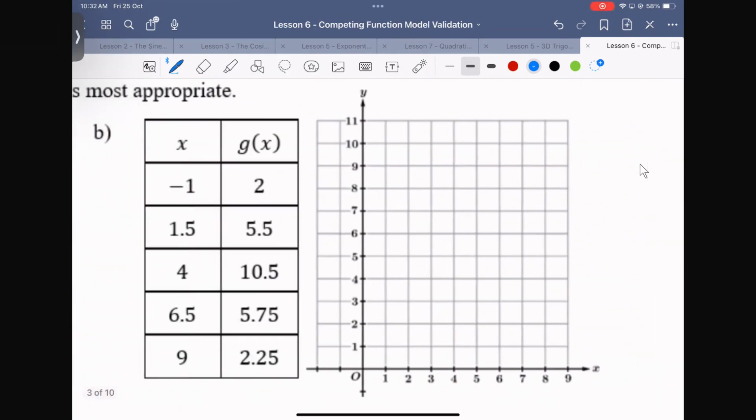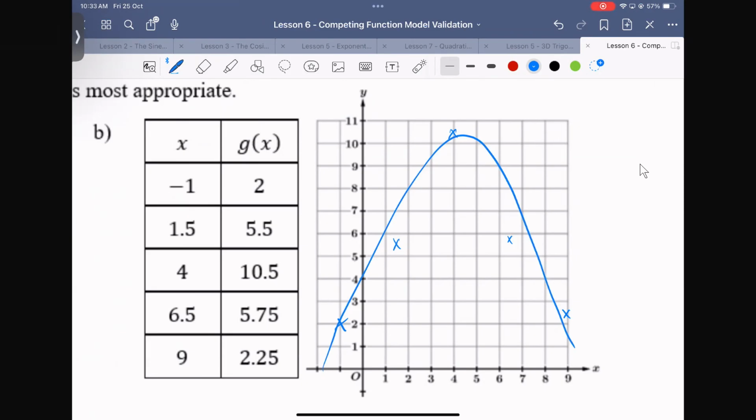All right. So for this one, let's plot the points. So minus 1, comma 2. 1.5, comma 5.5. 4, comma 10.5. 6.5, comma 5.75. And then 9, comma 2.25. What does this one look like?